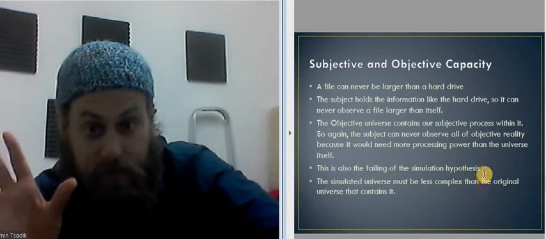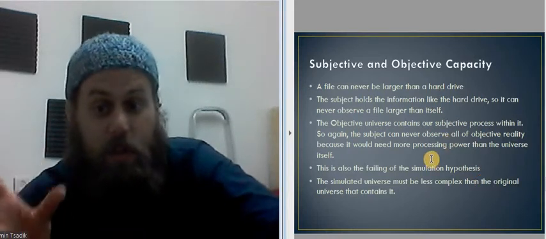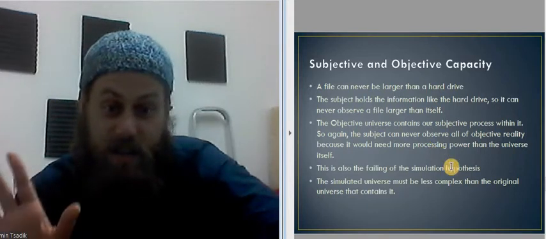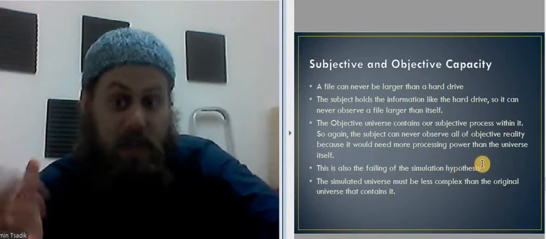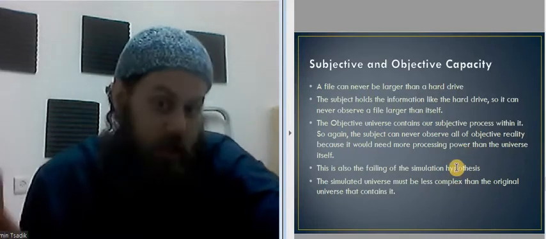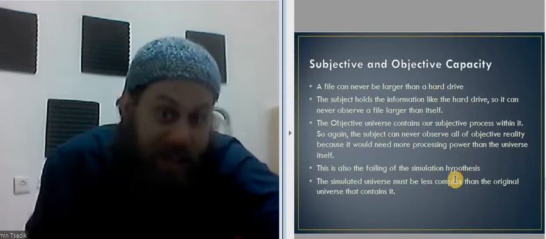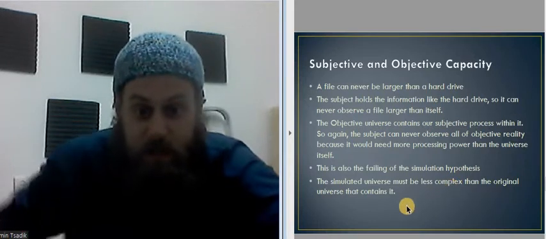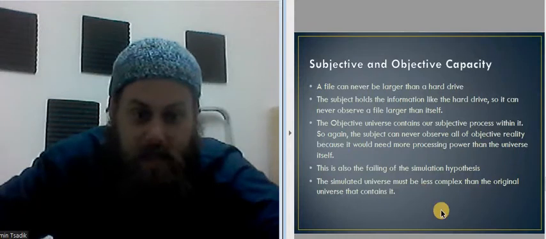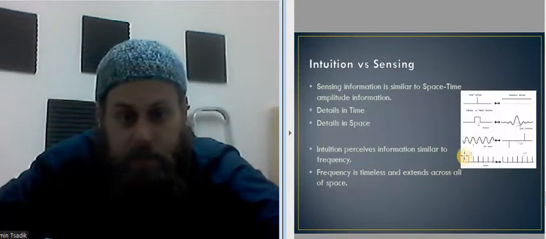But at least we know that the universe is not a simulation. Our consciousness might be, but the universe itself is not a simulation because you would need a larger universe in order to simulate it, which, you know, there could be. But this is one of the failings. So yeah, the simulated universe must be less complex than the original universe that contains it.